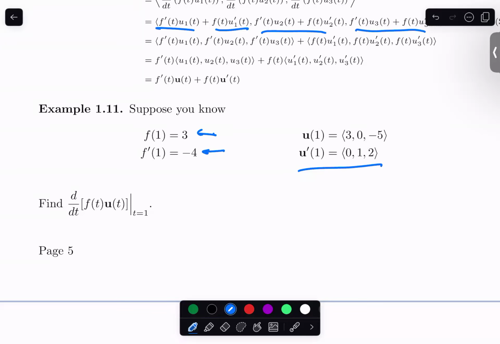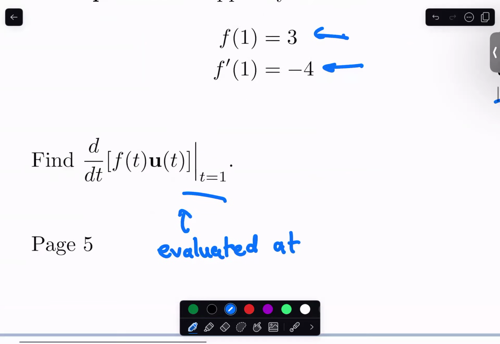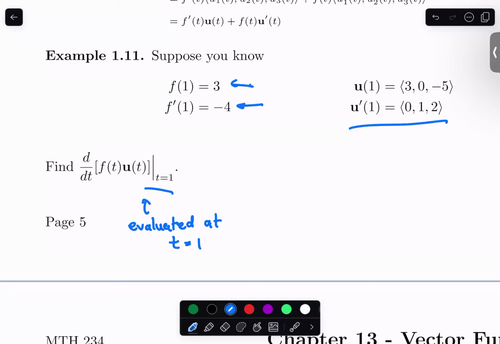So then the question is, what is the derivative of this at time 1? Remember, this is the Leibniz notation here. So this is evaluated at t equals 1. That's what that long bar with the subscript means. Well, that's good because we know a lot of information about the function at time 1. So I'm kind of excited that we get to plug this in.